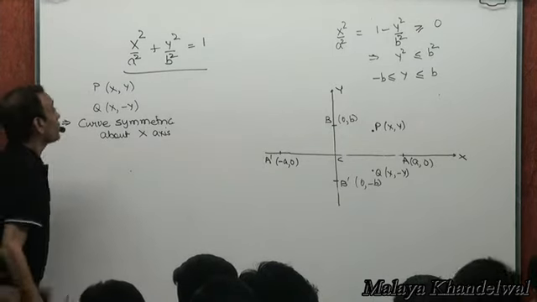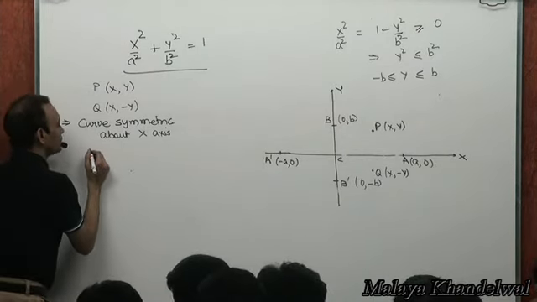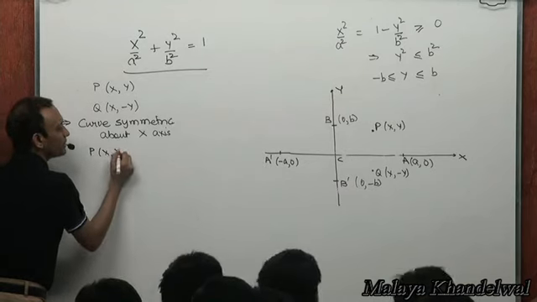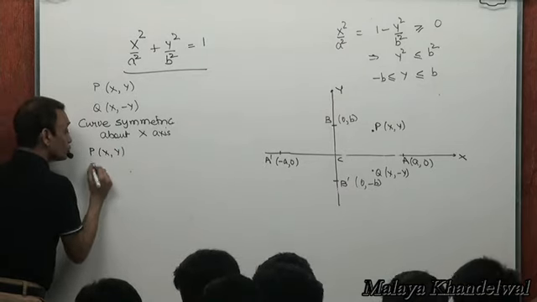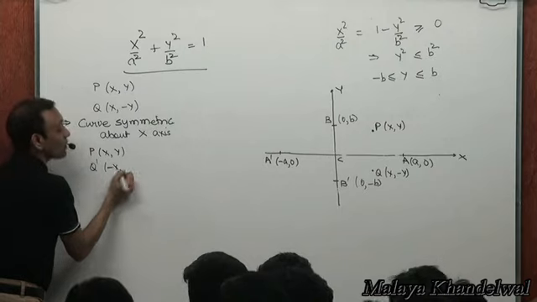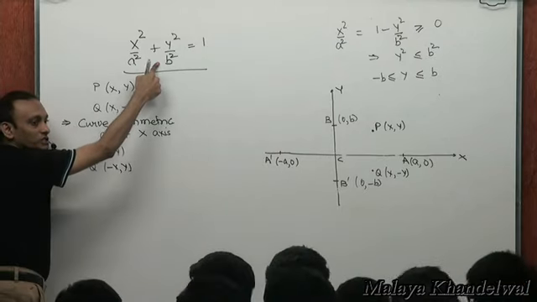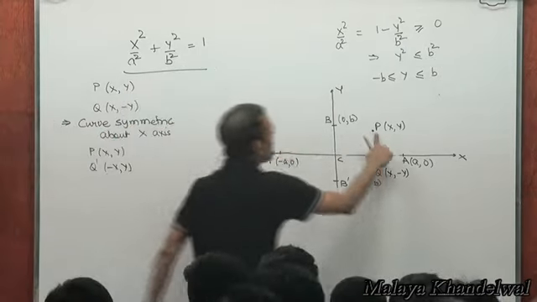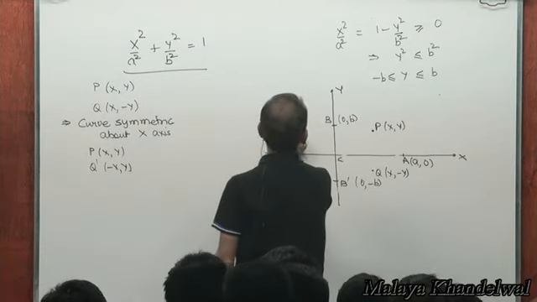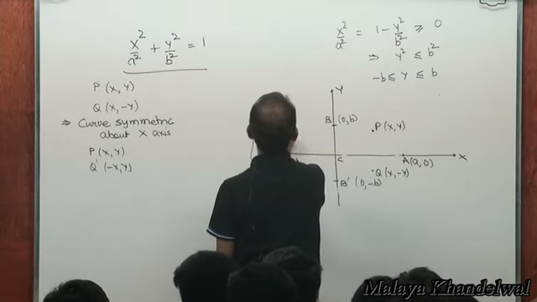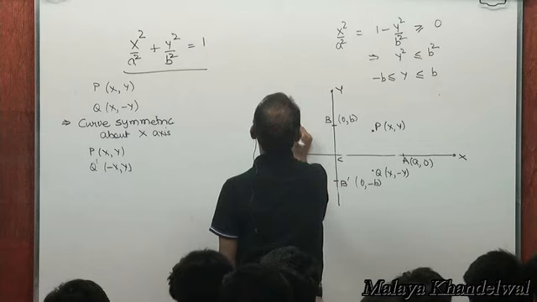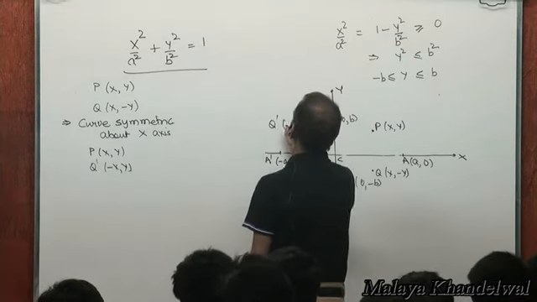Also, realize that if P, x comma y, be a point, then Q prime, minus x comma y, will also satisfy this equation. Now if P is this point, then Q prime would be this point, minus x comma y would be this point.